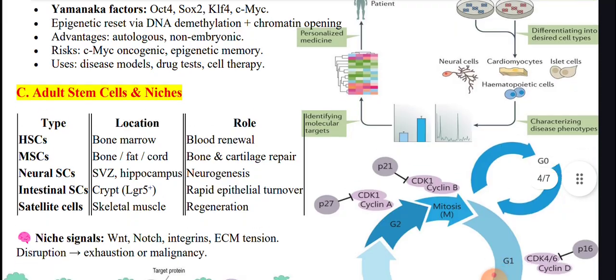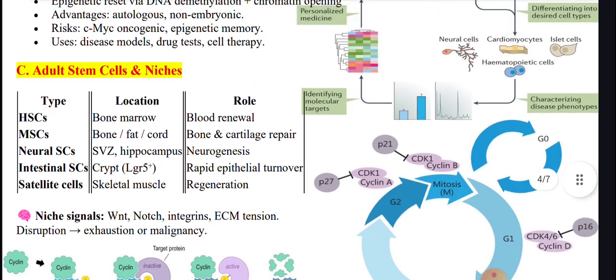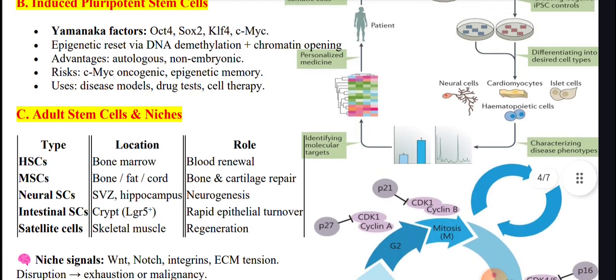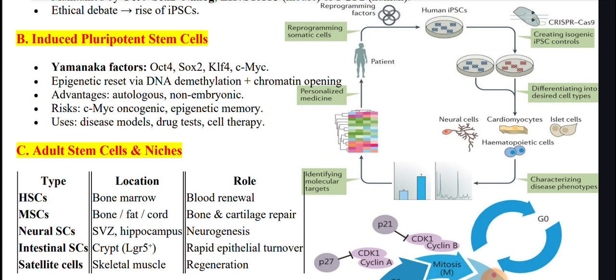What about other tissues? There are mesenchymal stem cells, MSCs, also found in bone marrow, but also in adipose, fat tissue, and umbilical cord blood. They can differentiate into bone, cartilage, and fat cells, and their niche provides signals related to tissue repair and regeneration. Even the brain has stem cells.